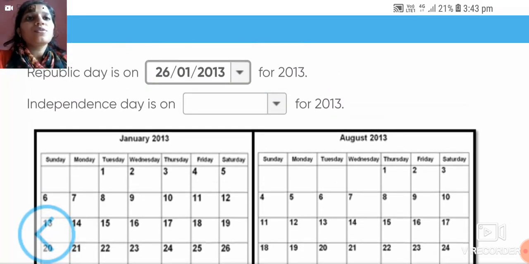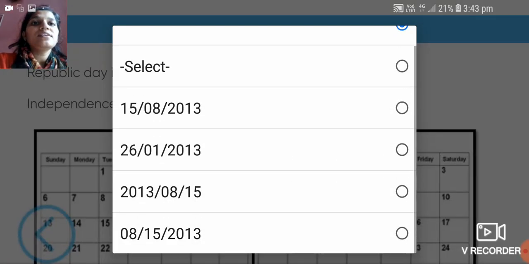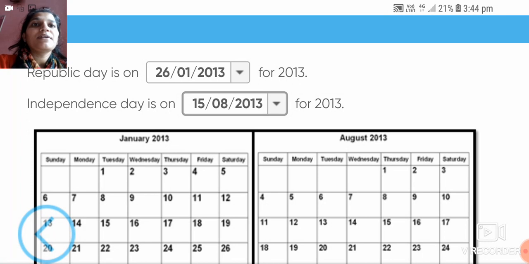So students, now let's see what we have to select. Yes, here also we have to select the exact or correct date. We know that Independence Day comes on which day? 15th August, right? So now in the coming month, this is July month, so in August month Independence Day will be there. So we can select Independence Day.